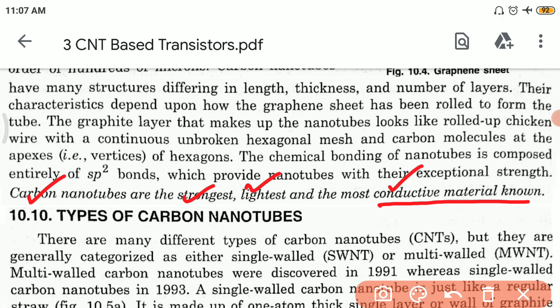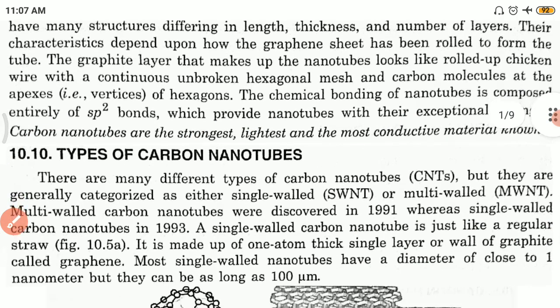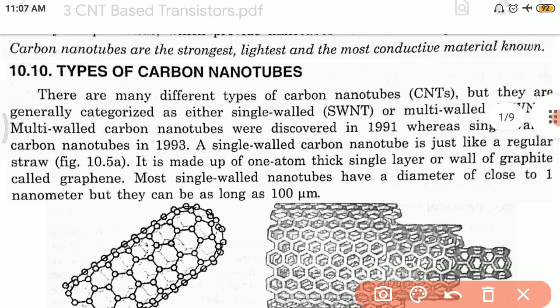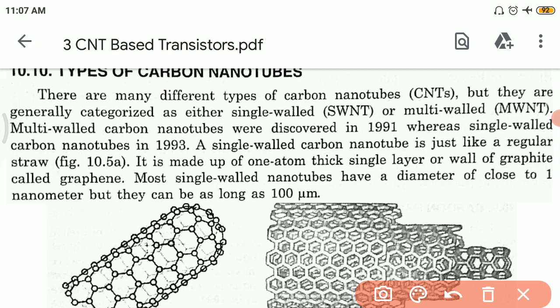Okay, now let us see what are the various types of carbon nanotubes. Although there are many different types of carbon nanotubes, generally if we categorize, then it will be of two types: either single walled, that is SWNT, single wall nanotube, or multi-walled, that is MWNT, multi-walled nanotube. Okay, so multi-walled carbon nanotubes were discovered in the year 1991, whereas single walled carbon nanotubes were discovered later in the year 1993.